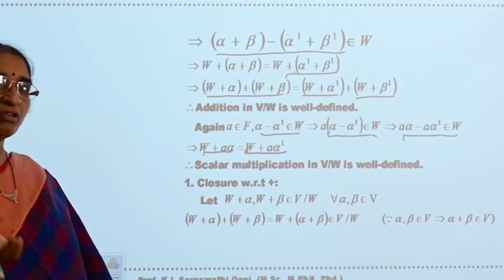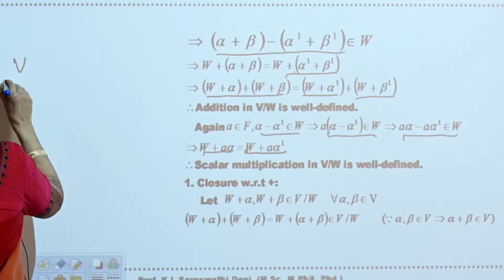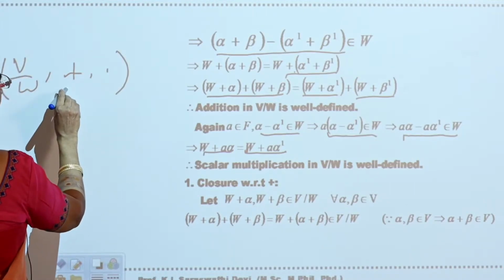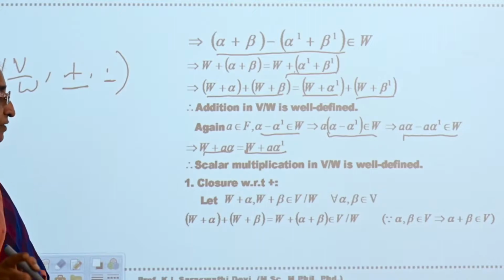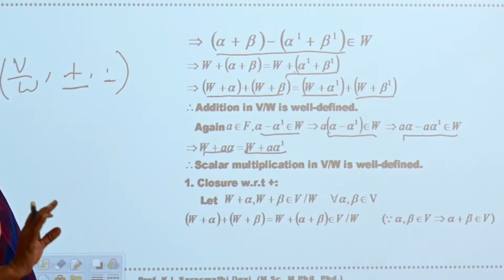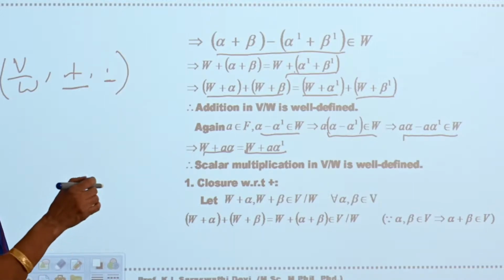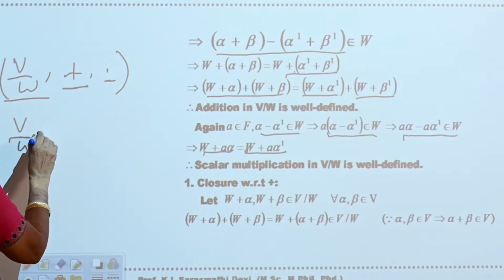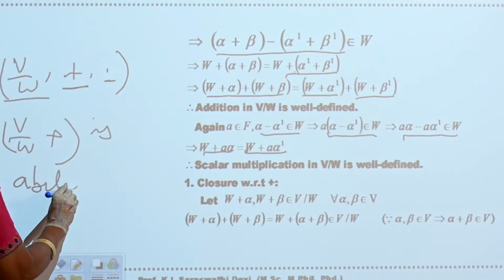Now with respect to those two operators, the set of cosets, that is V by W, with respect to this plus and dot, where plus represents the addition of cosets and dot represents the scalar multiplication of cosets, will form a vector space. That we are going to see. In order to see that, first we will see whether the closure property is satisfied or not. If you want to say V by W is a vector space, first you want to prove V by W is abelian.